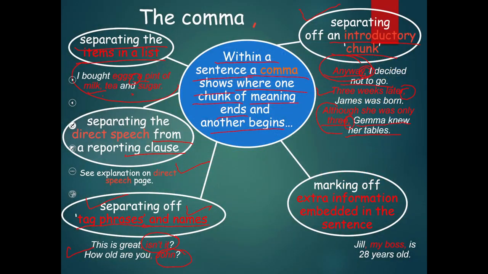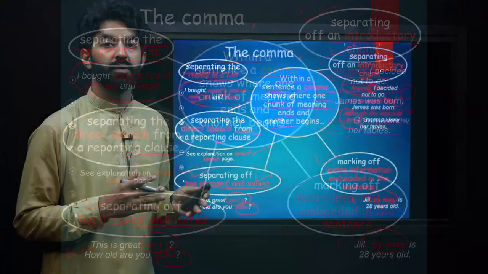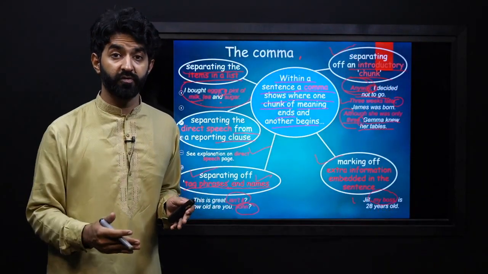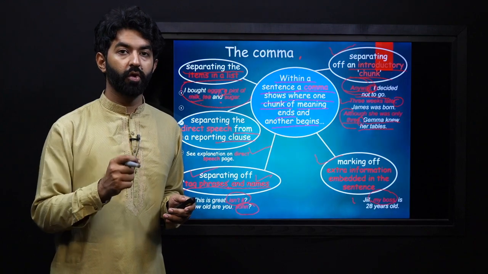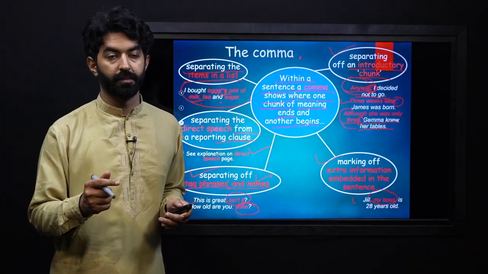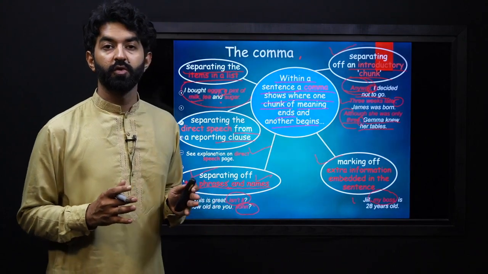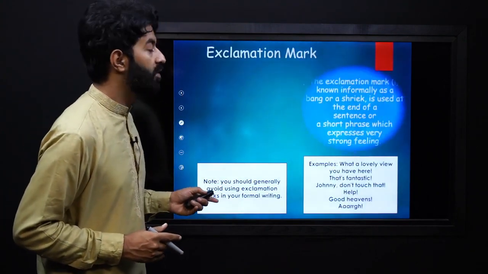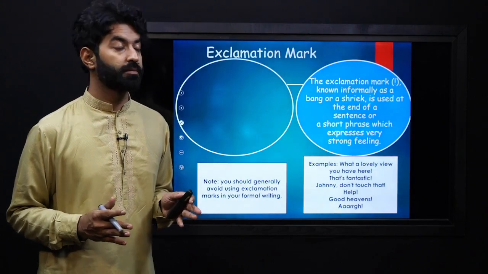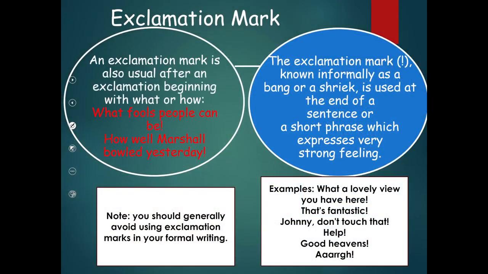Next, we also use it for marking off extra information embedded in the sentence. For example, Jill, my boss, is 28 years old. So when you add some extra information, you use a comma before it and after the information. So this is all about the use of comma. Now let's move forward to our exclamation mark, which is denoted by this sign. So let's understand about the exclamation mark.